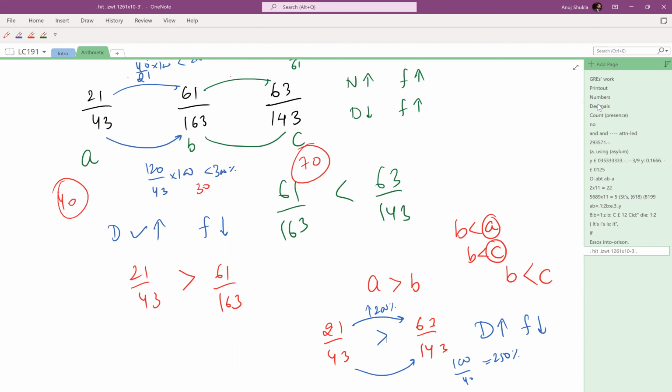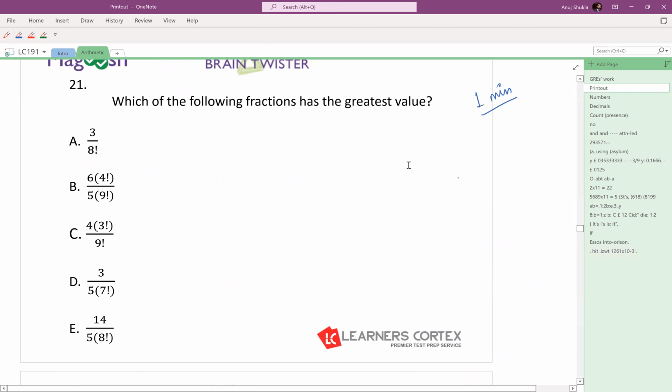Okay, let's get back to our question. Tell me the answer for this question. And what is a factorial? If I say 1 factorial, what is 1 factorial? 1. What is 2 factorial? 1 into 2. What is 3 factorial? 1 into 2 into 3. What is 4 factorial? 1 into 2 into 3 into 4. Same way, what is n factorial? n factorial is 1 into 2 into 3 into 4 into 5 till n.